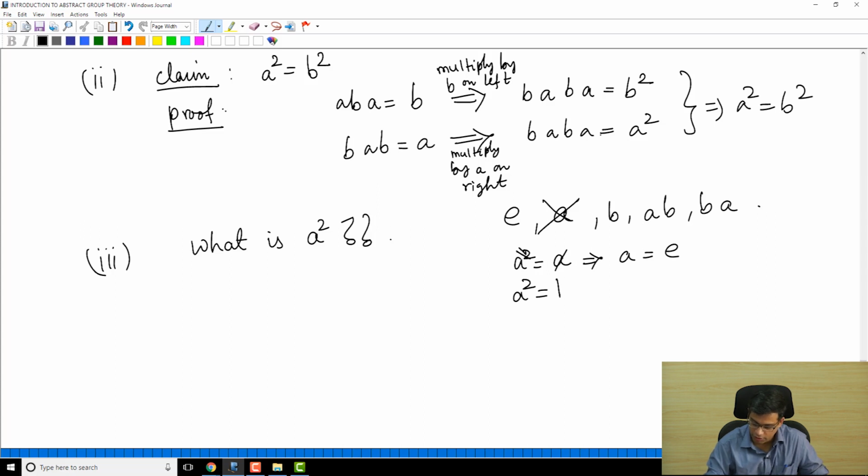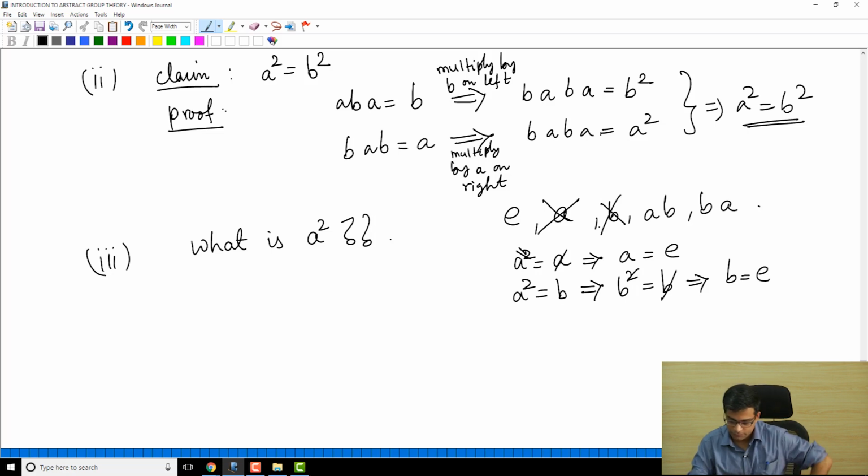Can A squared be B? If A squared is B, A squared is also equal to B squared, right. So B squared is B, because A squared is B squared and A squared is B. That means B is E. That is not possible. So A squared cannot be B.